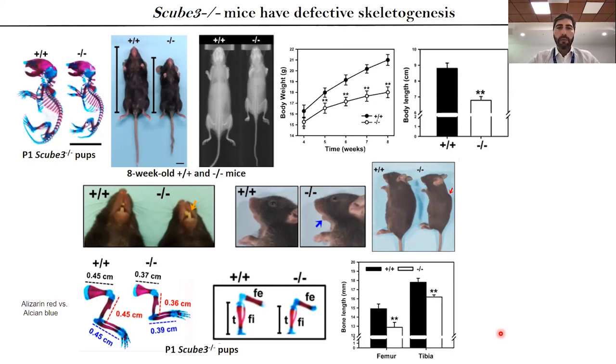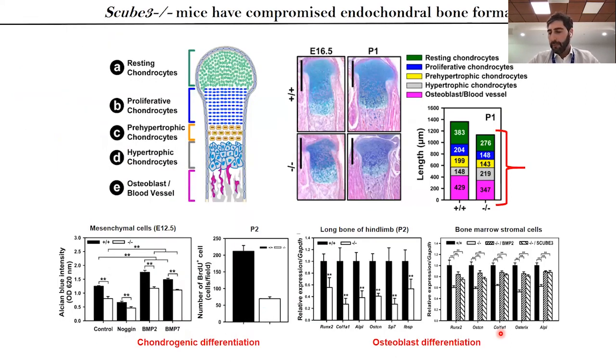In the next slide, we have some confirmation by additional histochemical analysis. This demonstrates that all classes of cells within the growth plate were affected. In particular, chondrogenic and osteogenic lines were definitely affected in knockout mice. And I can provide further confirmation in the next slide.